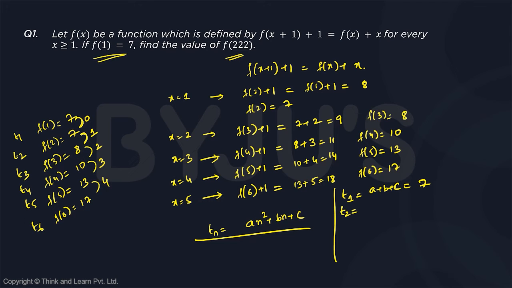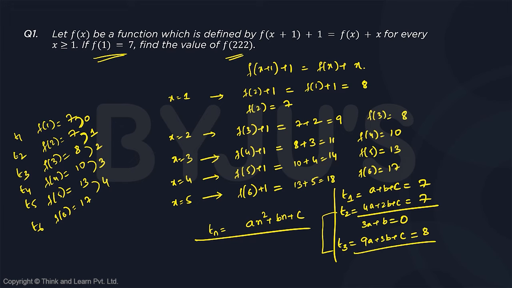Then T2 should be equal to, when n is 2, this becomes 4a plus 2b plus c, and the value is 7. So if you subtract them, you will get 3a plus b equal to 0. Then you start looking at T3. T3 should be equal to, when n is 3, this becomes 9a plus 3b plus c. So you can subtract these two values, and this value here is equal to 8. So when you subtract these two values, you will get 5a plus b equal to 1.